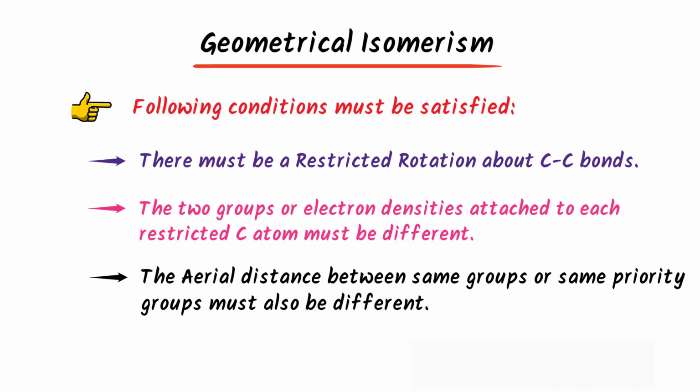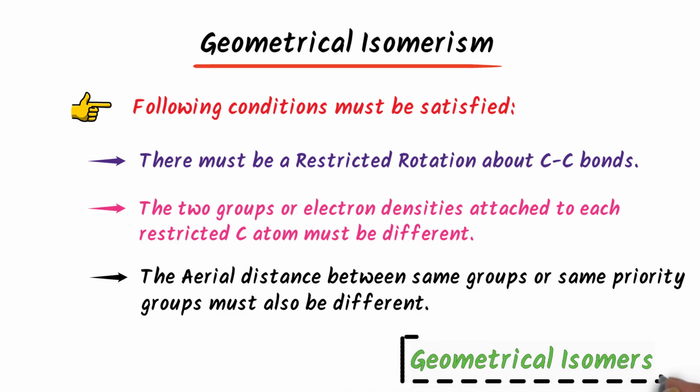Once two molecules having the same molecular formula and same structural formula also obey these conditions, they are said to be geometrical isomers, and the phenomenon is called geometrical isomerism. Now let's identify which molecules can obey these three conditions.